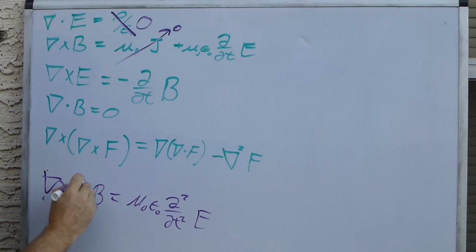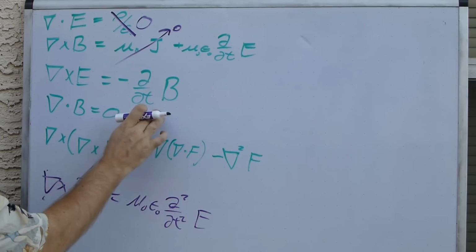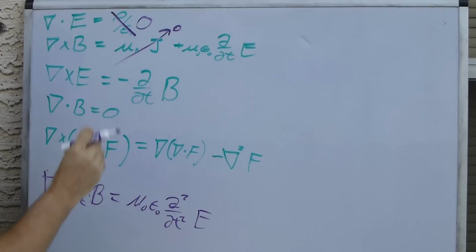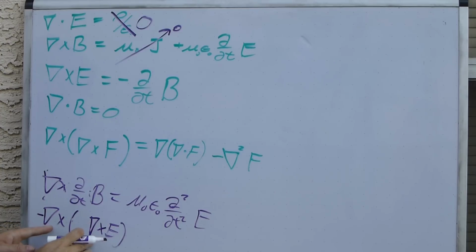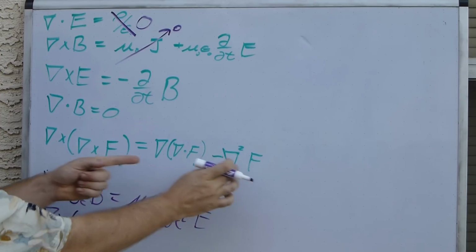So I have the curl of the time derivative of B. However, the time derivative of B is the same thing as this, so we can substitute it right in. Now we have the curl of negative curl E. Pull the negative out here. Now we have the curl of a curl, which we learned about right here.